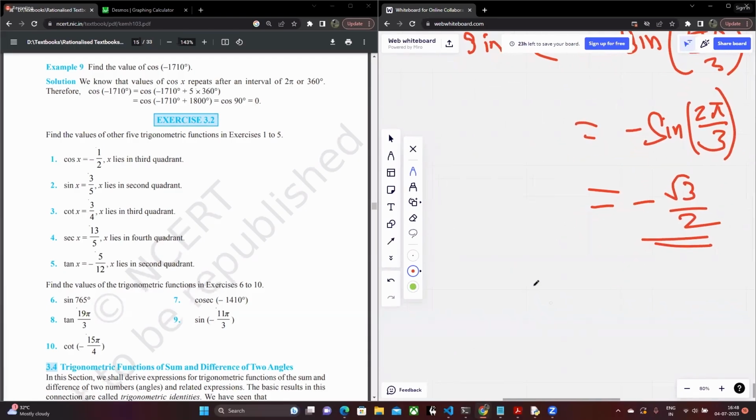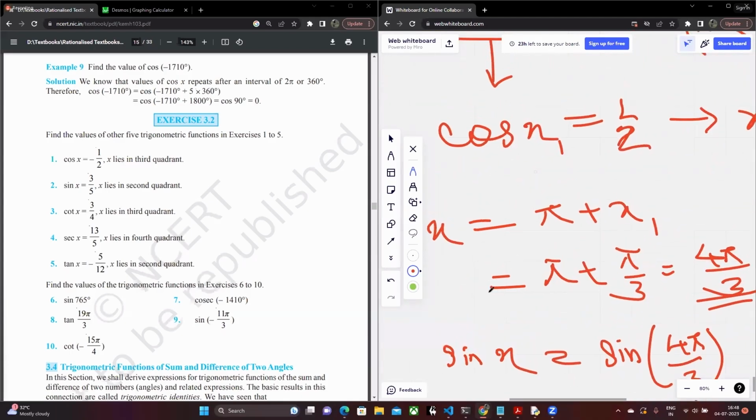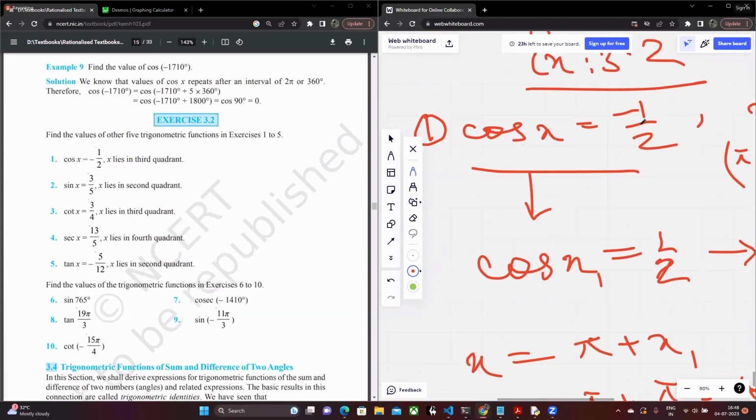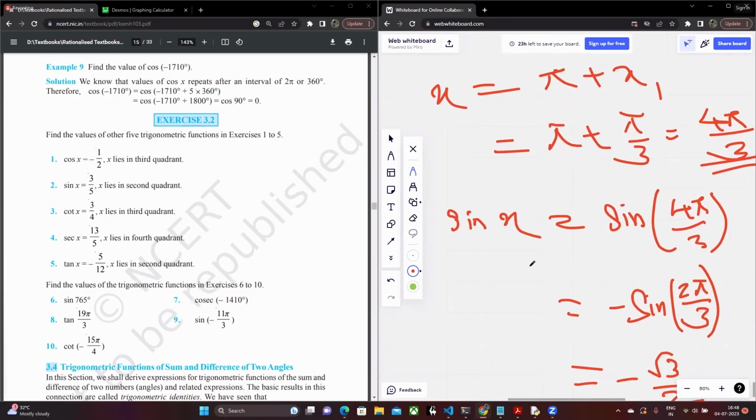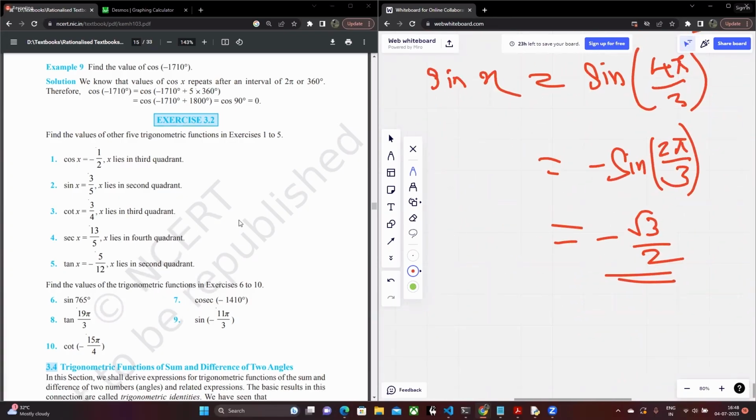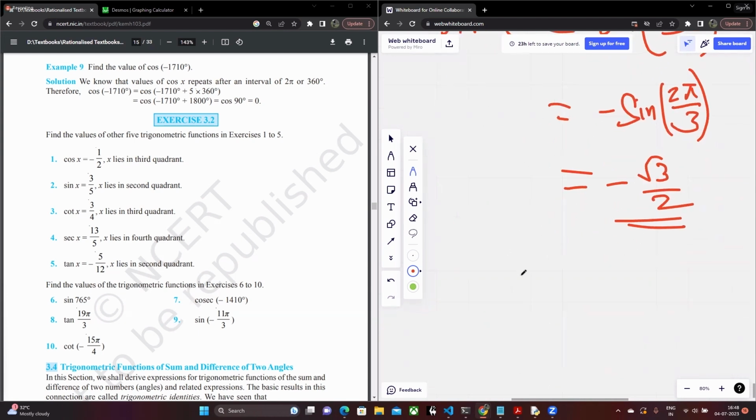You can also get this from the fact that sin x squared plus cos x squared is 1. From that, you can get that sin x squared is basically 3 by 4, and so sin x has to be plus minus root 3 by 2. Since x lies in the third quadrant, sin has to be negative, and so you get sin x is minus root 3 by 2. Whatever you want to do, you can do it.